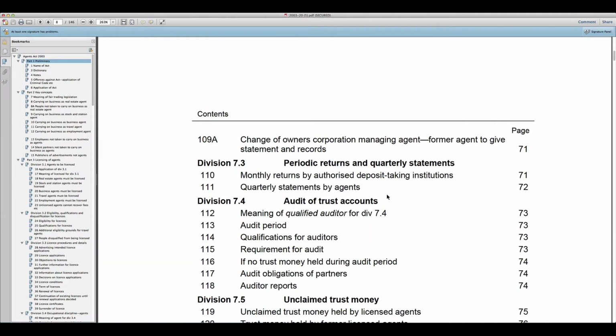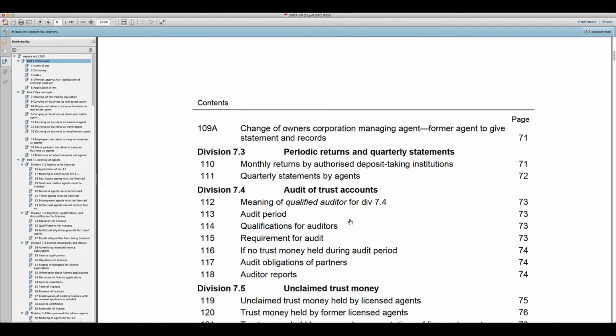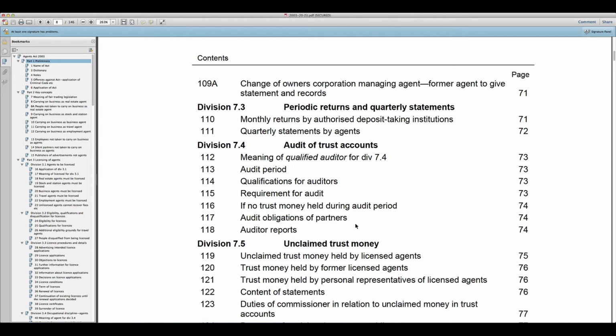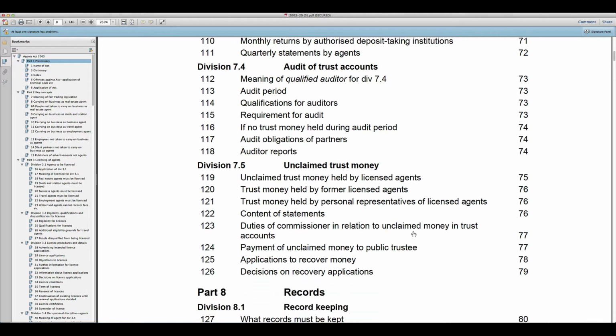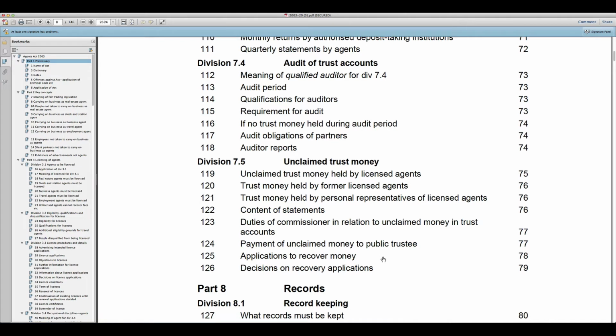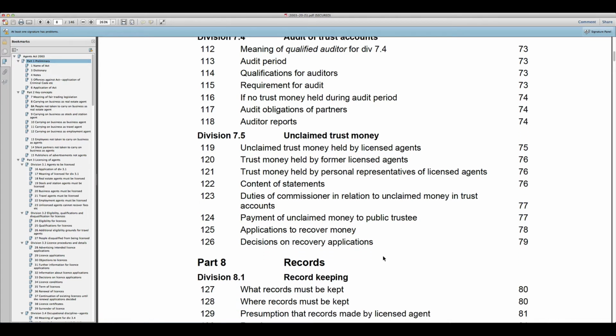It'll tell us that we need to have quarterly statements produced, which can then be audited, and the audits are very painstaking to ensure that these trust monies are being cared for correctly. The auditors cannot be related to the agency. They will come in within 3 months after the end of the financial year and go through the trust account records. If there are unclaimed trust monies, this division will dictate what can happen to those.